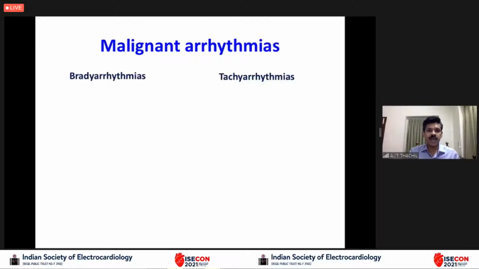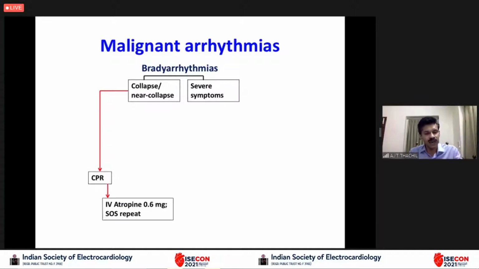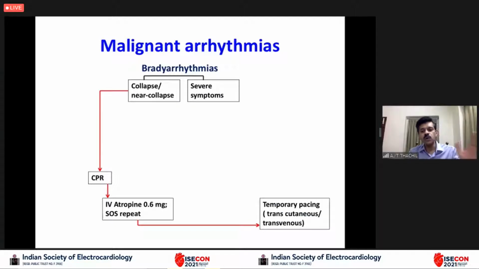Having said that, I'll get to the arrhythmias per se. There may be malignant bradyarrhythmias or tachyarrhythmias. Bradyarrhythmias, where the patient is virtually collapsing, the first thing to do is start CPR and then think. Give atropine while you're giving CPR, and then you go to temporary pacing. It's a good idea if you have transcutaneous pacing. Some of the defibrillators do have transcutaneous pacing.